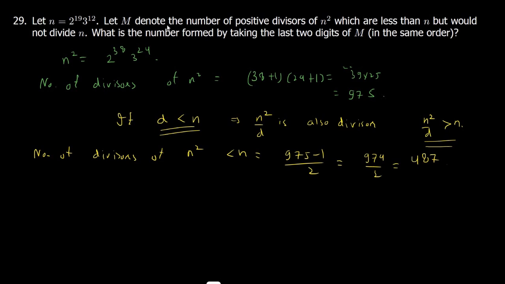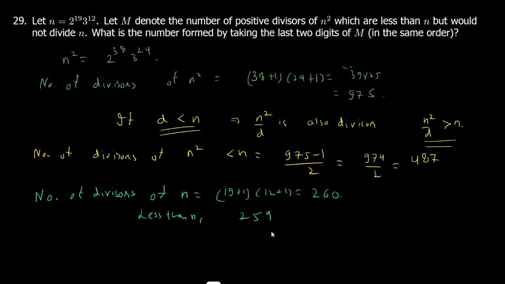Now we remove the divisors of the original number from that. M is the number of positive divisors which are less than n but would not divide n. So from all of these divisors, let's find the number of divisors of n and separate them to get the desired answer. The number of divisors of n is (19 plus 1) times (12 plus 1), which is 20 into 13, which is 260. In this number, n is also included. If I subtract 1 from this, I get the number of divisors less than n, which is 259.